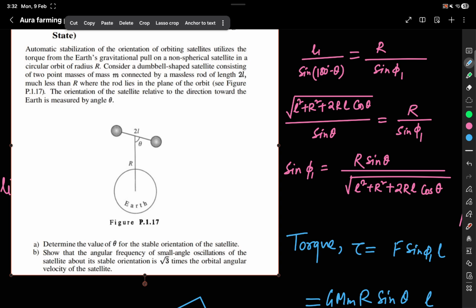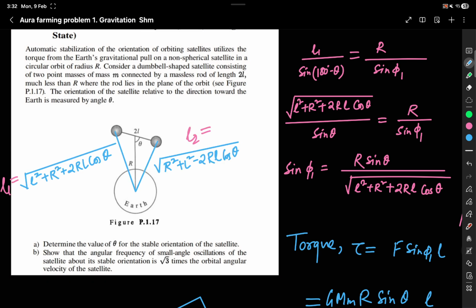So I'll be concentrating on the first question first, then on the next question. To make the video shorter, I have already done the calculations, so just understand this one. Whenever this is in a balanced condition, that means the net torque should be 0, right? So let's assume this one is L1, this one is L2. If you apply the law of cosines here, this is R, this is L, so you can write this one as L squared plus R squared plus 2RL cos theta, and this one is L squared plus R squared minus 2RL cos theta. So these two will be the distances L1 and L2 from the center of the Earth.